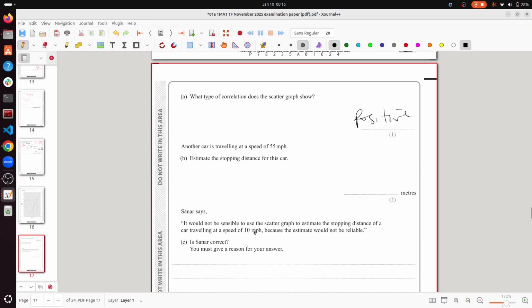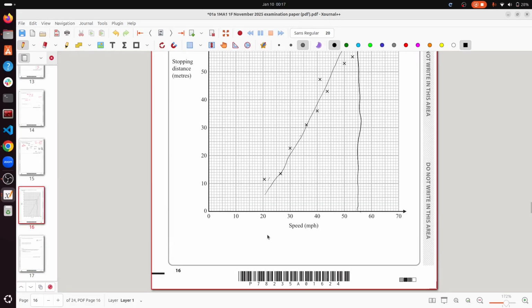Sana says it will not be possible to use this graph to estimate the stopping distance of a car traveling at a speed of 10 miles per hour because the estimate would not be reliable. Is Sana correct? Let's look at it. We can see that the first point is at 20 miles per hour. So she is correct, because our first point is at 20 miles per hour, and if we were to go to 10 miles per hour, we might have a negative stopping distance, which is wrong. It will not be reliable for us to measure 10 miles per hour.